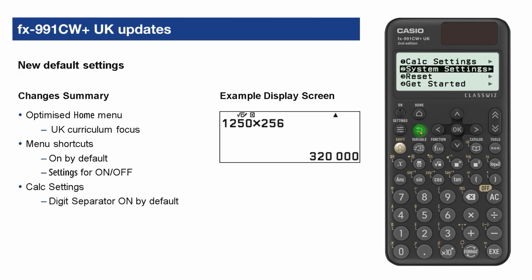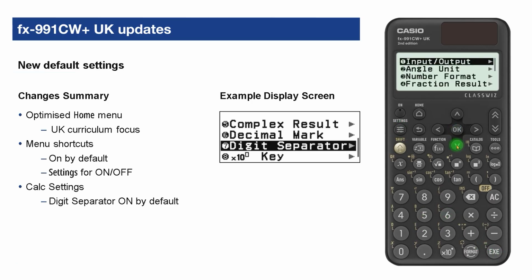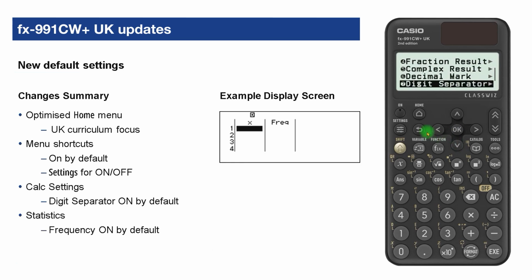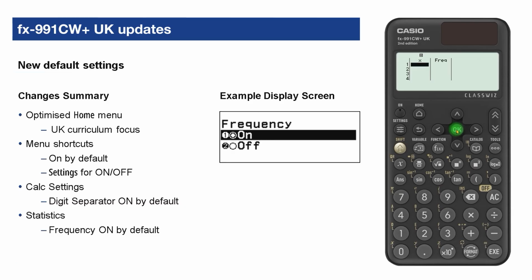The digit separator was such a popular setting for making calculated values easier to read that it has now been set to On by default. It is, however, still optional and can be turned off in Settings. In the Statistics app, when entering either 1 or 2 variable data, the frequency column is now shown without the need to be selected, enabling faster input. If required, it can still be turned off in Tools.